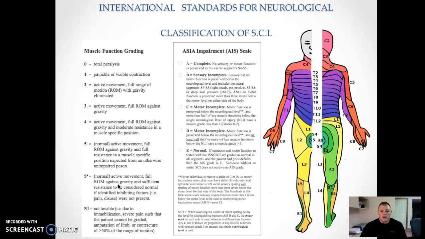And these are two different models of how to grade a spinal cord injury. Muscle function grading: 0 would be total paralysis, 5 would be full movement, full function. And then on the other side, the ASIA impairment scale, A would be complete paralysis. And then there are some different subcategories with that. E would be normal. You can have one or the other, motor or sensory, and that's graded based on each of the nerves on the model on the right.